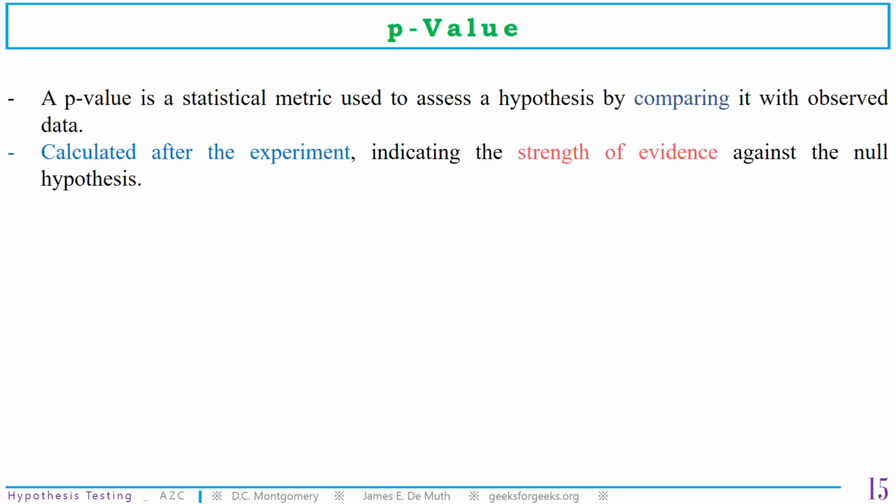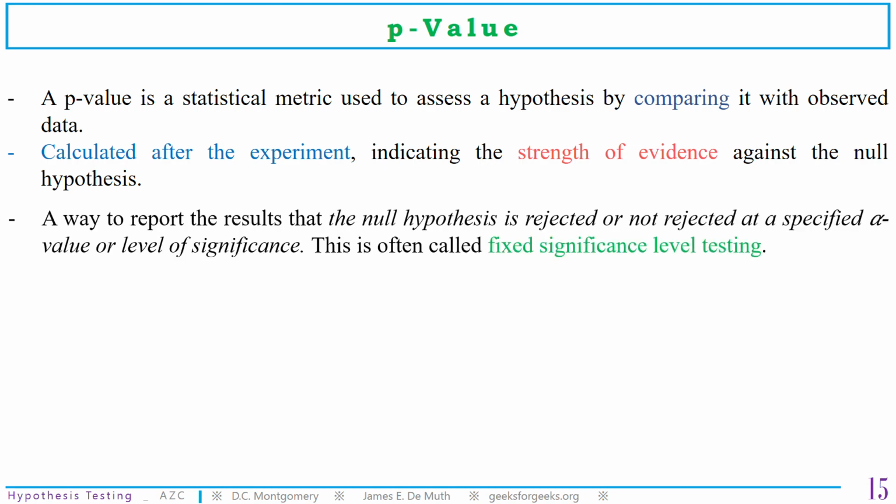P-value in hypothesis testing. A p-value is a statistical metric used to assess a hypothesis by comparing it with observed data. It is calculated after the experiment, indicating the strength of evidence against the null hypothesis. It is a way to report the results that the null hypothesis is rejected or not rejected at a specified alpha value or level of significance. This is often called fixed significance level testing.